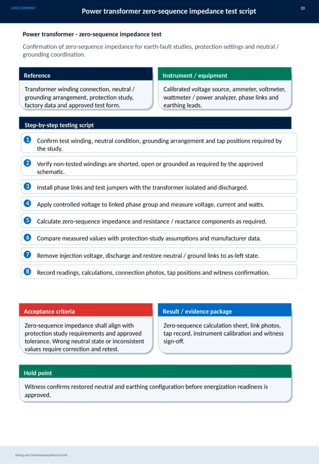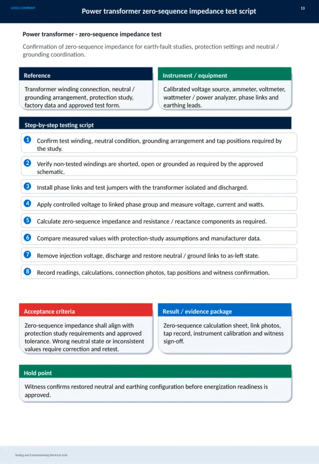Then, with the transformer isolated and discharged, phase links and test jumpers are installed. A controlled voltage is applied to the linked phase group, while voltage, current, and power measurements are recorded. From these, zero-sequence impedance and its resistance and reactance components are calculated. These values must be compared against protection study assumptions and manufacturer data to ensure accuracy.